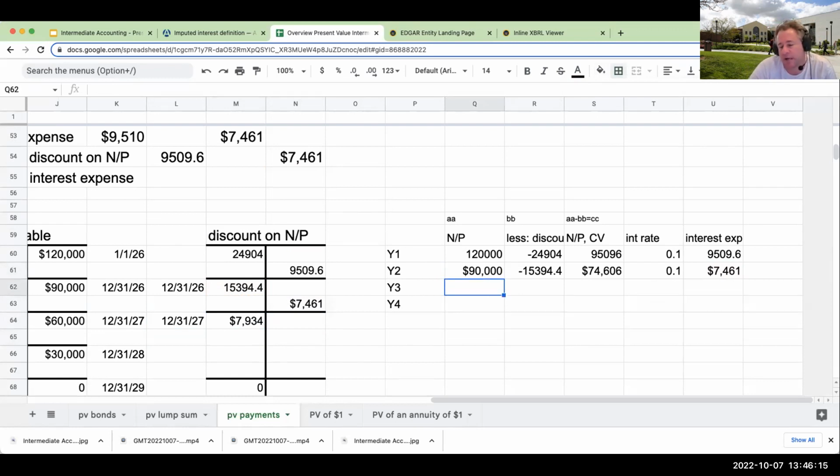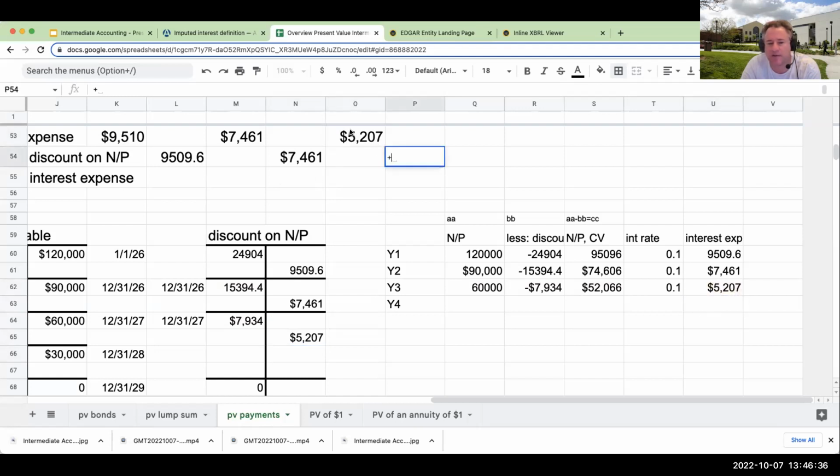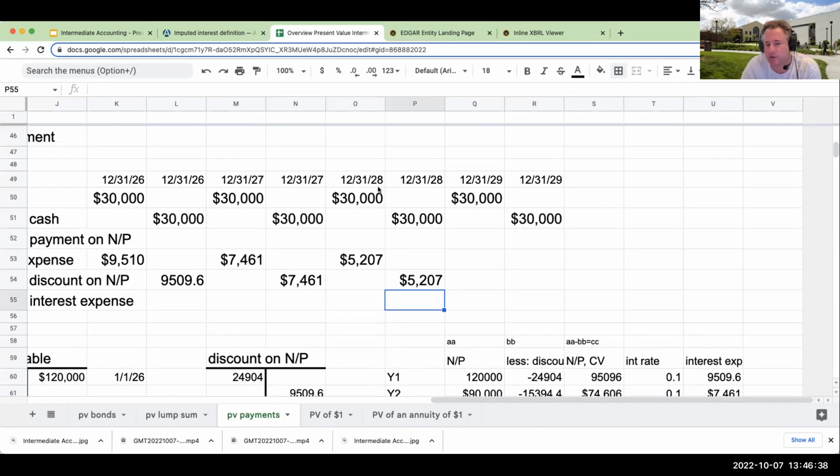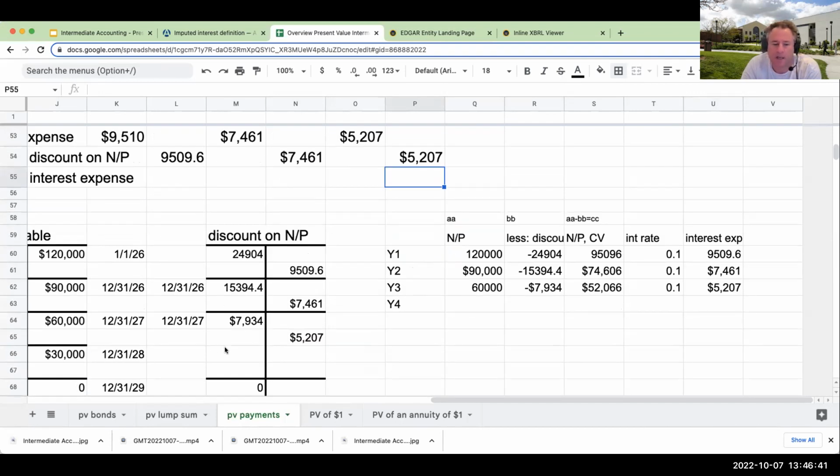Go to the next year. Note payable no longer 90. I made another payment. This is going to be 60,000. The discount on notes payable, 7,934. My carrying value is 52,066. My interest rate is 10%. Over here, I've got 5,207. So I'm going to amortize that discount by 5,207 by taking it to interest expense. So right over here, this is going to be for 12/31/28. And my ending balance in my discount should now be 2,727 on 12/31/28. Go to my last year, just made another payment of 30,000.